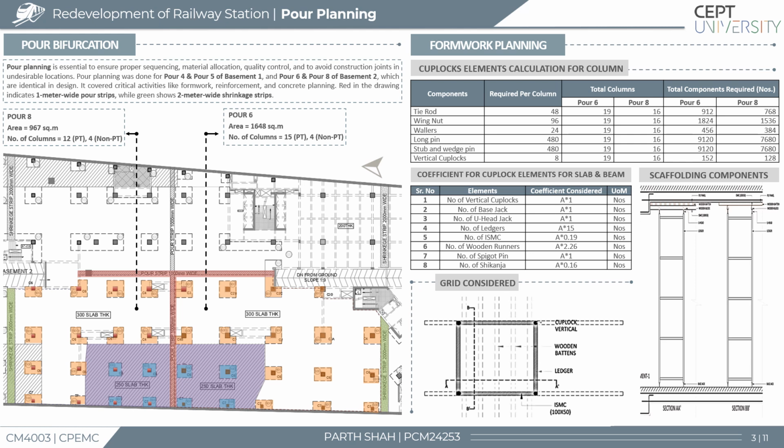The quantities of plywood, aluminium shuttering, reinforcement steel, and concrete were all calculated individually, along with labor productivity and cost estimates. Over here, for beam and slab, conventional formwork was being used, and for columns, aluminium formwork was being used. And in the layout, the non-shaded area shows the PT slab, which is of 300 thickness, and the shaded purple area shows the non-PT slab, which is of 250 thickness.